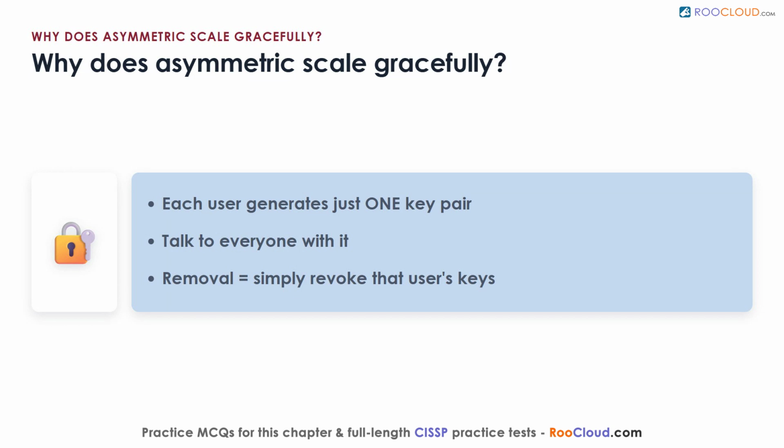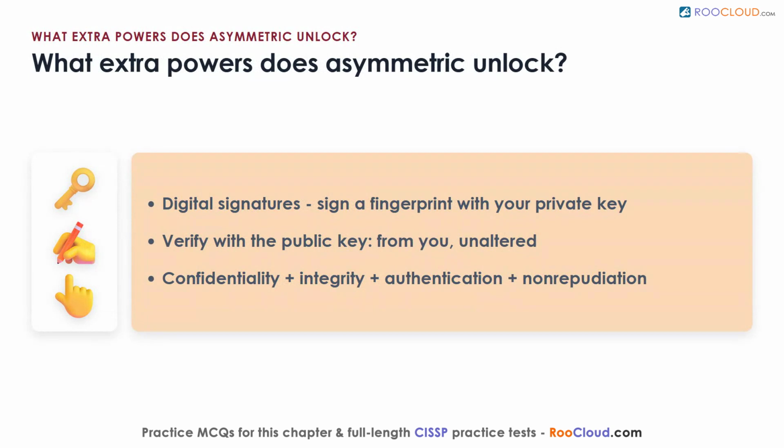What extra powers does asymmetric encryption unlock? It delivers capabilities symmetric encryption cannot. Because a private key belongs to exactly one person, it enables digital signatures. To sign, you create a compact fingerprint of your message and encrypt that fingerprint with your private key. Anyone can then use your public key to verify it truly came from you and was not altered.